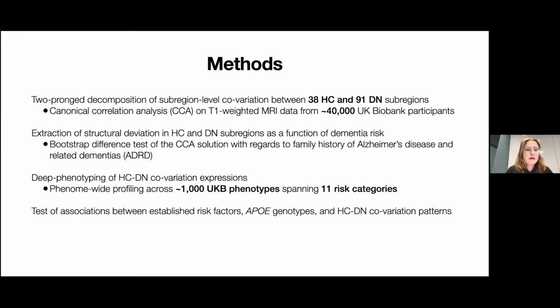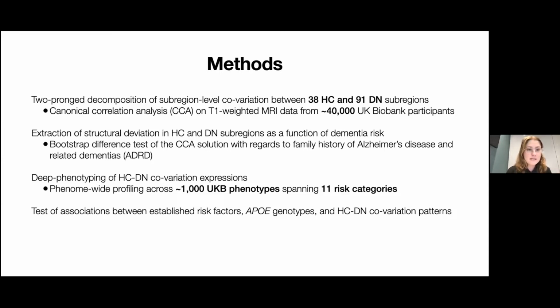So the first step in our analysis workflow consists in doing a two-pronged decomposition of subregion level covariation between a set of 38 hippocampus subregions and a set of 91 default network subregions. To do so, we use canonical correlation analysis, which is a doubly multivariate statistical technique that looks for a latent pattern of covariation between two sets of variables, which here are the sets of hippocampus and default network subregions. And we use T1-weighted MRI data from around 40,000 UK Biobank participants.